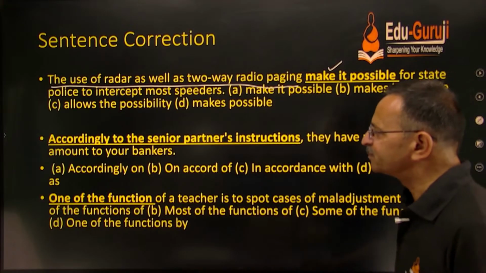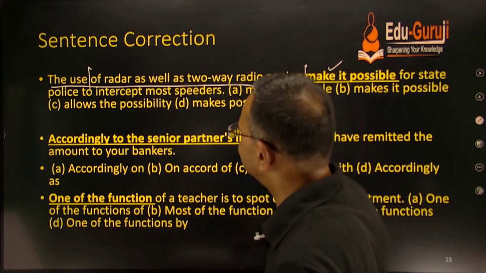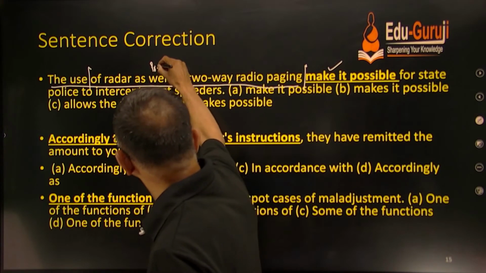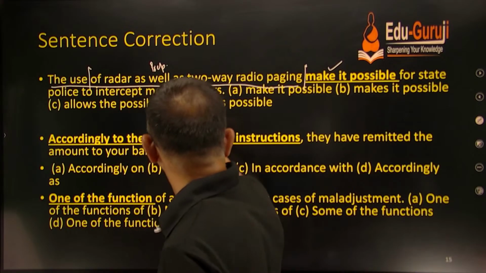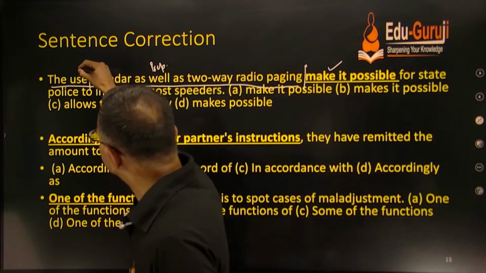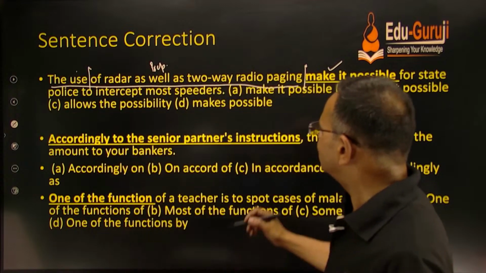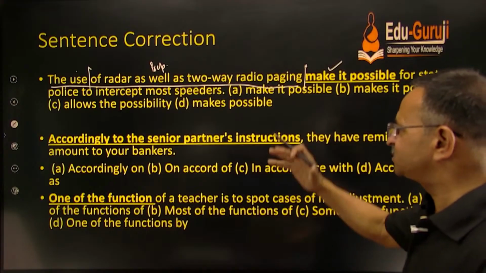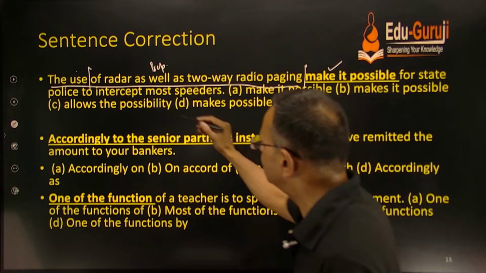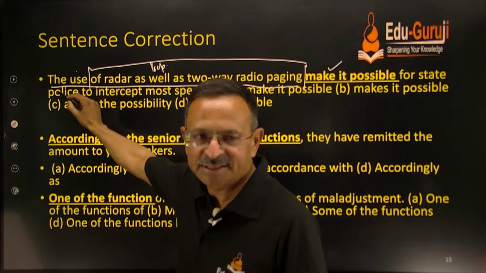two-way paging. So now you can see here, this is the subject. You know, this entire part is a preposition, right? Which is of radar as well as of two-way radio paging. So this particular subject is what? The use is the subject, that is singular. So now let's see which would be the correct answer for this. So what you can do is also, you just hide this particular portion. Now, because let's see, this is the use is singular.